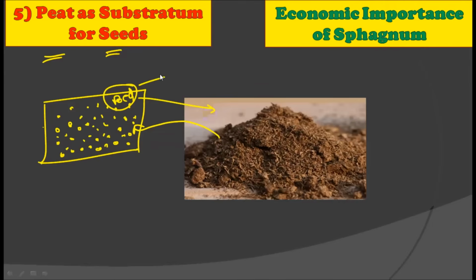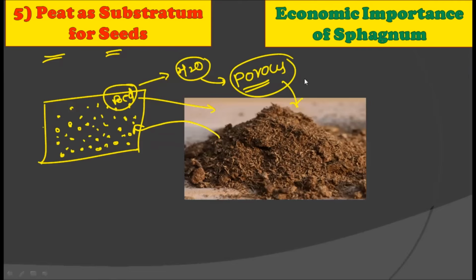First of all, it has a very high water holding capacity. Secondly, it has a porous nature. Due to this porous nature of the peat, the seeds find it very easy to germinate in these particular conditions. With this, it also contains various organic and inorganic chemical compounds which act as germination enhancers for the seeds. And these are the basic reasons why peat is used as a substratum for seed growth.